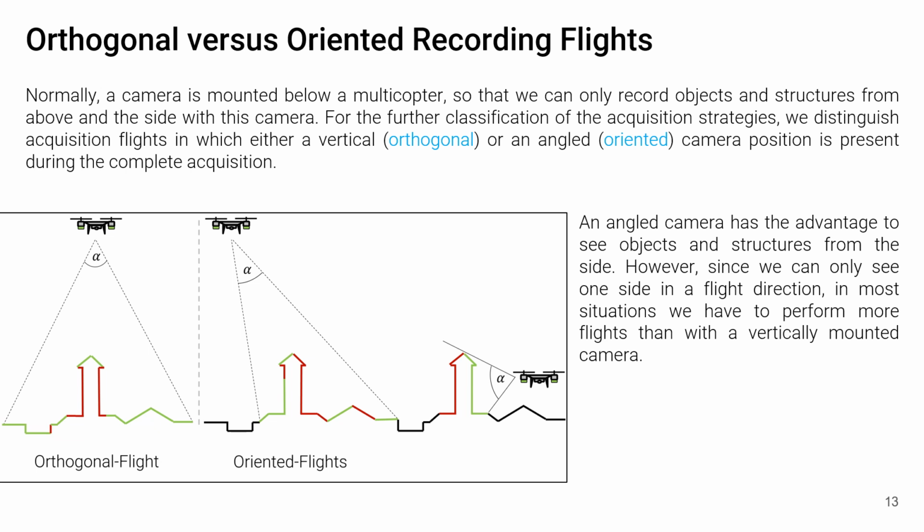For the further classification of the acquisition strategies, we distinguish acquisition flights in which either a vertical, we call it orthogonal, or an angled, we call it oriented, camera position is present during the complete acquisition. An angled camera has the advantage to see objects and structures from the side. However, since we can only see one side in a flight direction, in most situations we have to perform more flights than with a vertically mounted camera.